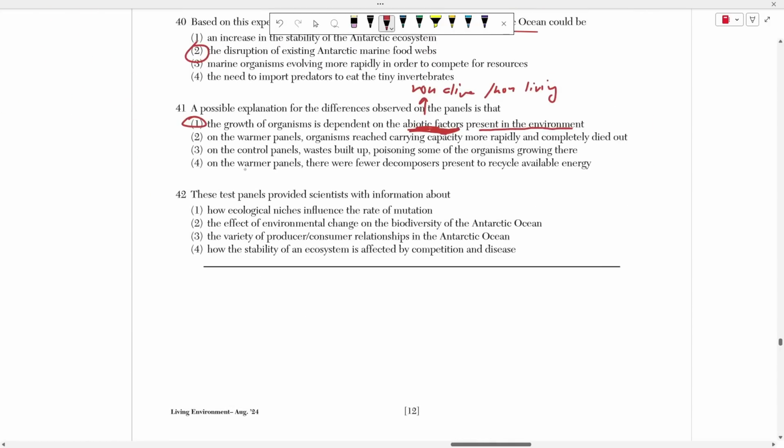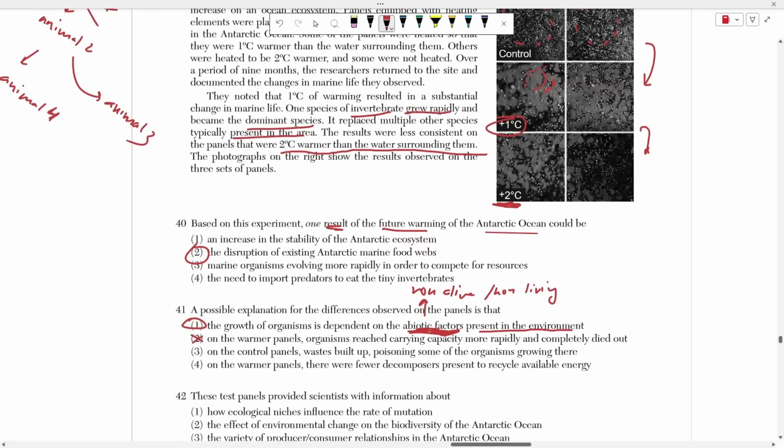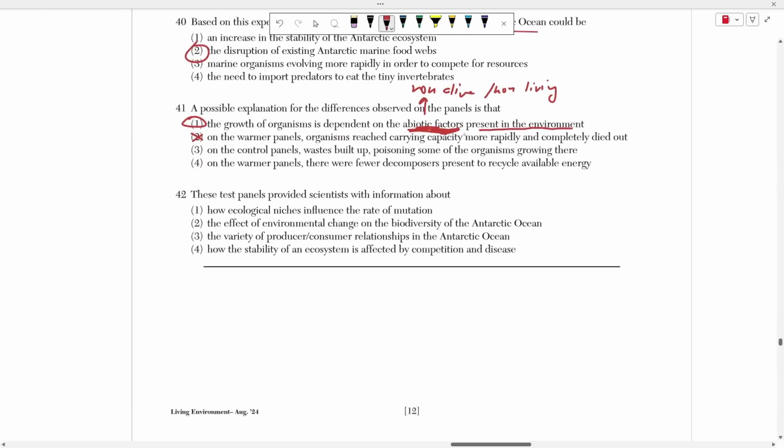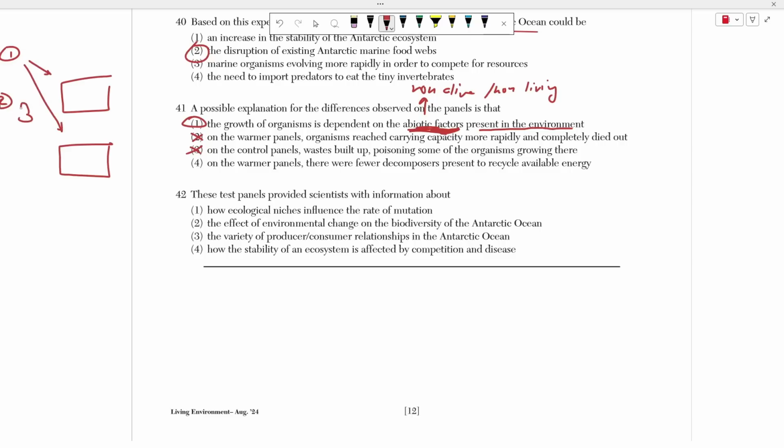Choice 2, on warmer panels, organisms reached carrying capacity more rapidly. That's not true, right? Because on warmer panels, you can't tell if carrying capacity was reached. For all we know, this isn't even the carrying capacity here. It could all be covered with these gray organisms. We aren't given that information. 3, on the control panels, waste builds up, poisoning some of the organisms growing there. Again, all we know is that the difference between the panels isn't the amount of waste there. It's, number 1, the type of organism and the amount of organism that's on those plates. And 2, it's going to be the temperature.